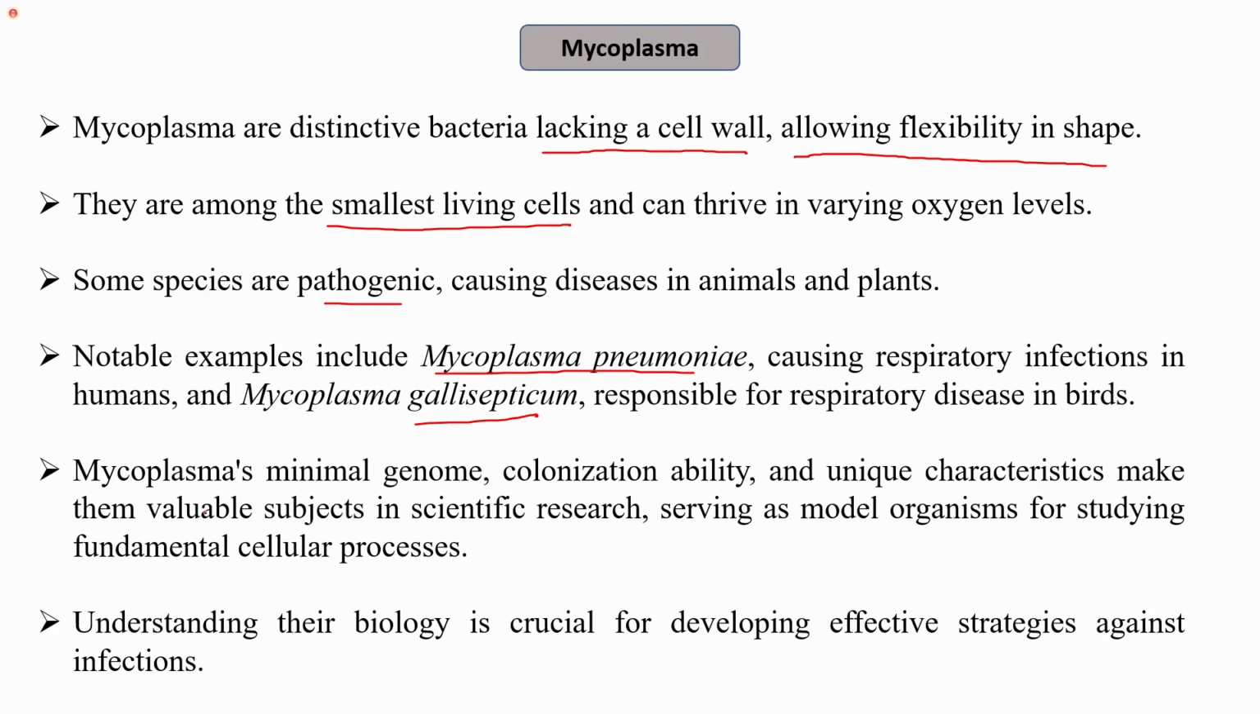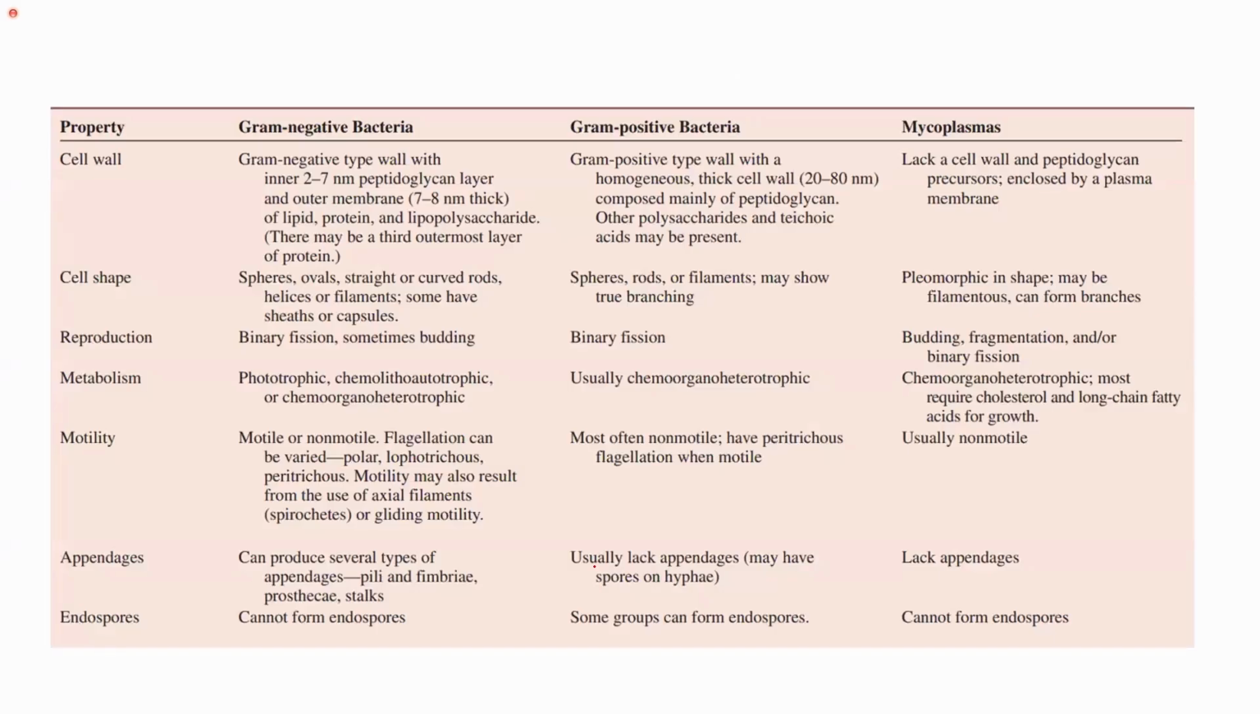One of the major advantages of studying mycoplasma is their minimal genome. Their genome size is very small. Their colonization ability helps in understanding the unique characteristics that make them valuable subjects in scientific research, and therefore they serve as model organisms for fundamental cellular processes. So it is very important to understand mycoplasma. Mycoplasma are distinct bacteria lacking a cell wall, and they are the smallest living organisms. So these are the differences between gram-positive, gram-negative, and mycoplasma cells.